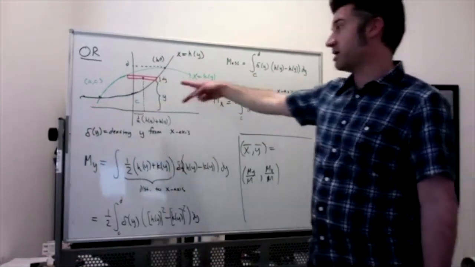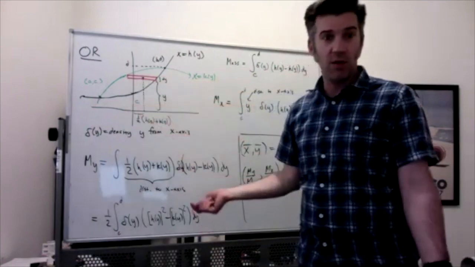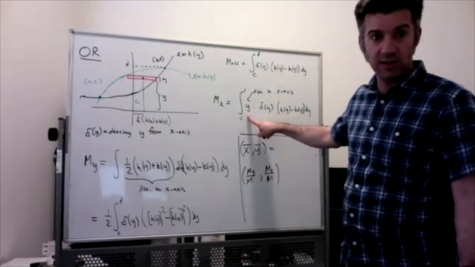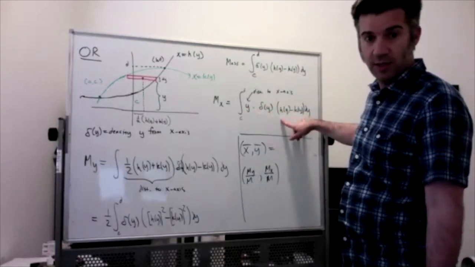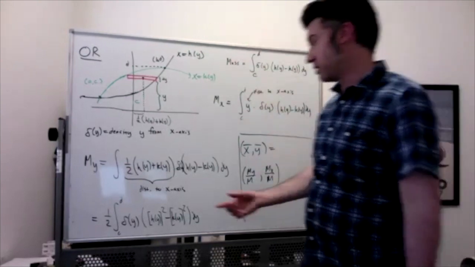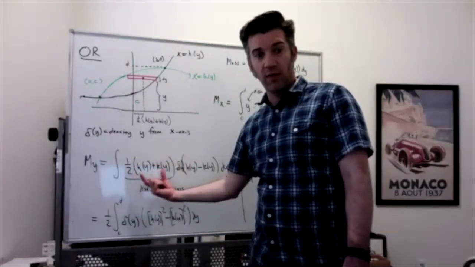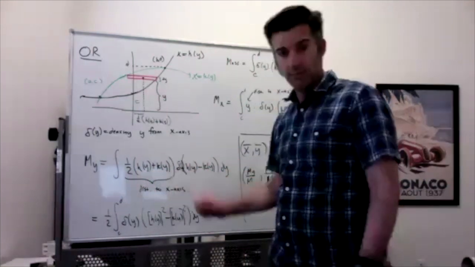The moment around the x-axis, if this strip is y away from the x-axis, is the integral of the distance to the x-axis, or the length of the lever arm, times the density times the area. And then the same is true for the moment around the y-axis. It's still the integral of the length of the lever arm times the area times the density.